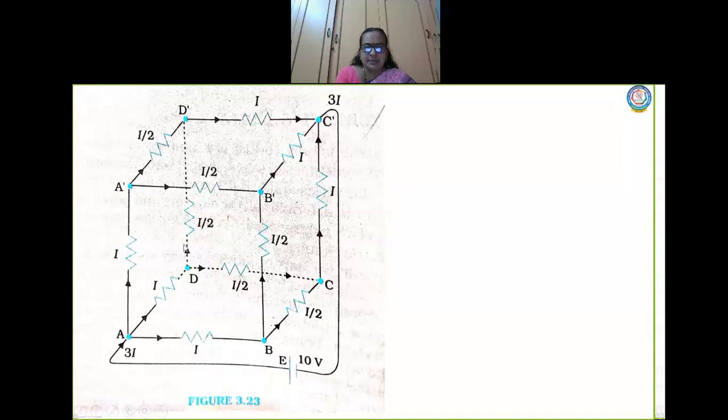Similarly with this junction, take B. The current entering B is I, and it is split up as I by 2 along BC and along BB dash. So, 3 points. Once again I repeat: at A dash, current entering is I, and it is splitting up as I by 2. Similarly at junction D, the current entering is I, splitting up as I by 2 along the leads. Similarly at junction B, current entering is I, splitting up along B dash and BC.